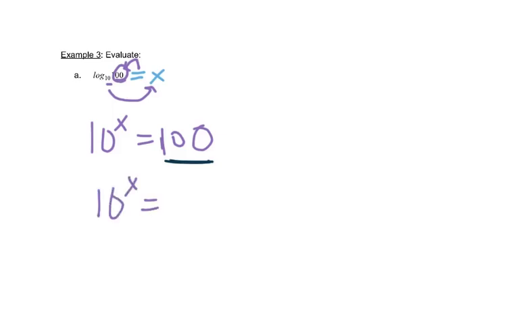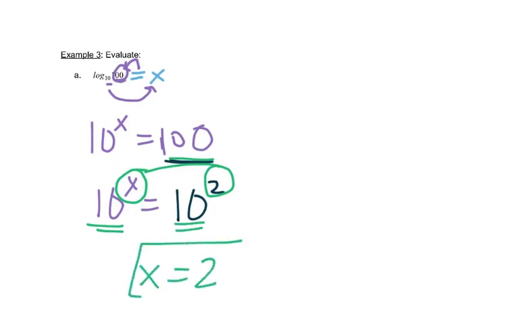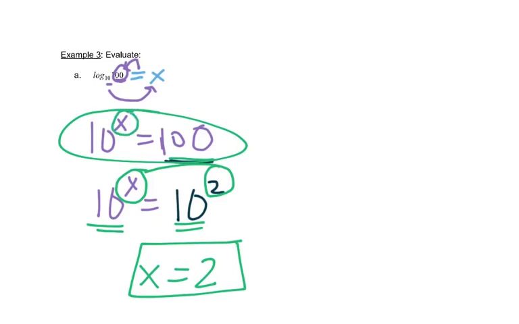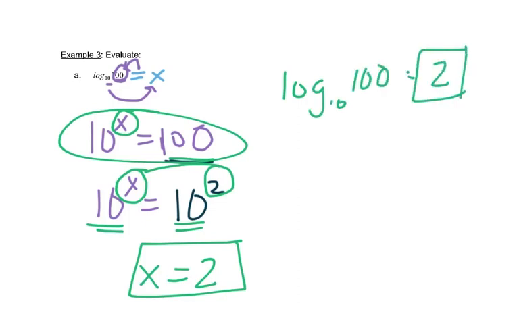10 to the x equals, and 100 is really 10 times 10, or 10 to the second power. If we can see that this 100 is 10 to the second power, then we know that x has to equal 2 because the 10s are the same. And that's our answer. Here you might be able to read it just from that. If you recognize that 10 squared is 100, then you know that this x has to be 2. So the answer to log base 10 of 100 is 2.